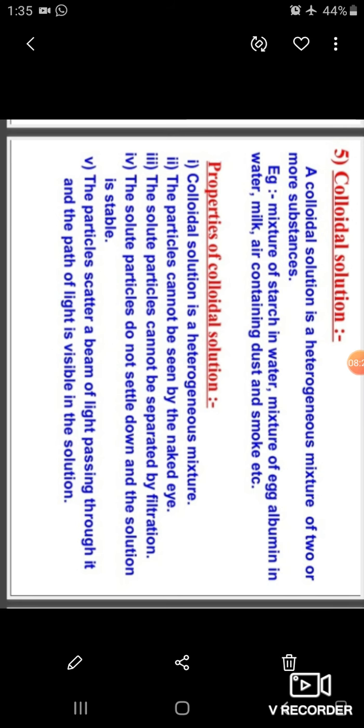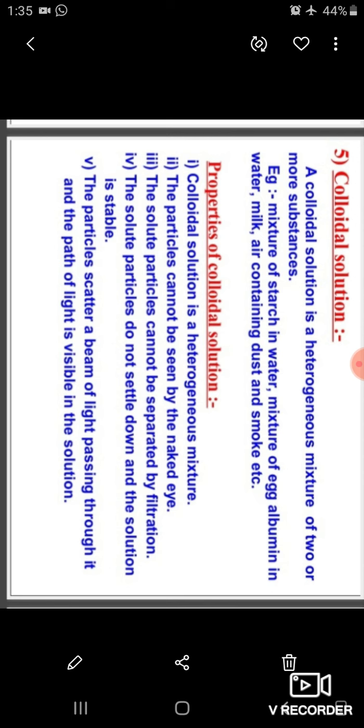Next one is colloidal solution. Colloidal solution means the particles of a colloid are uniformly spread throughout the solution, due to the relatively smaller size of particles as compared to that of a suspension.